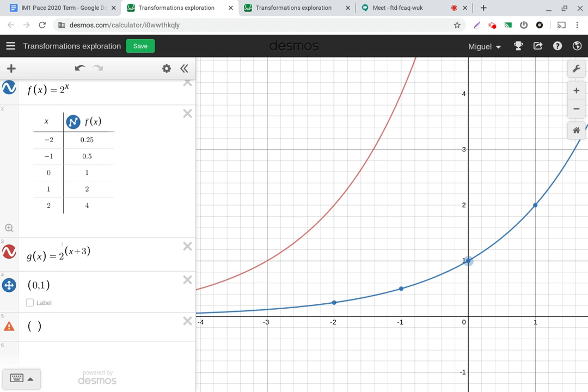Now make sure your g says x plus 3. So where is the red point that matches this point right here? Where is it here? Is it above 3? Is it right 3? Is it left 3? Is it down 3? Where is it?